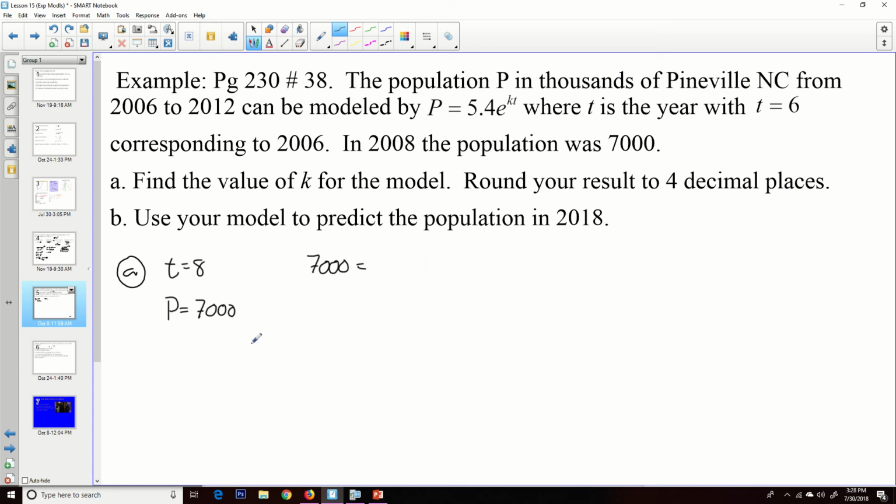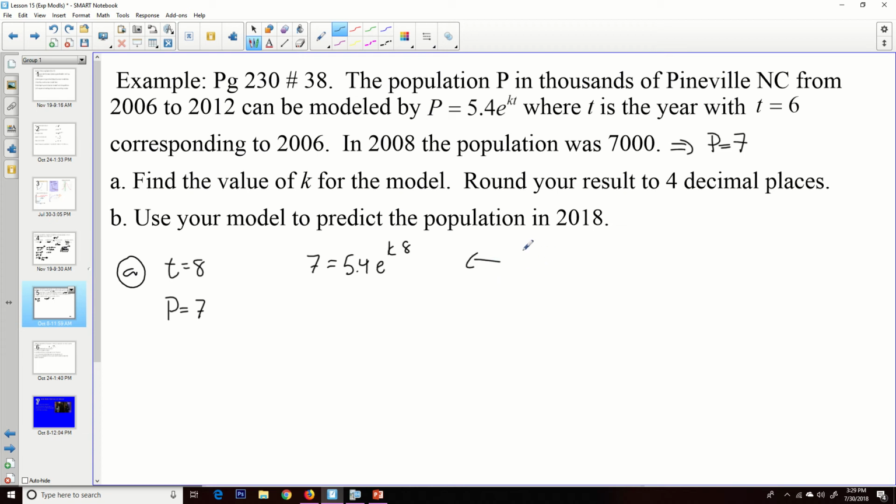And hopefully you guys have already seen it, but it says the population P in thousands of Pineville, North Carolina. Well, if P is in thousands, then 7,000 would correspond to a P of 7. So I need to make that change right here to go along with everything else. So P of 7 equals 5.4 e to the k with an 8. The only variable that I don't have right now is k, so I'm going to solve for k.